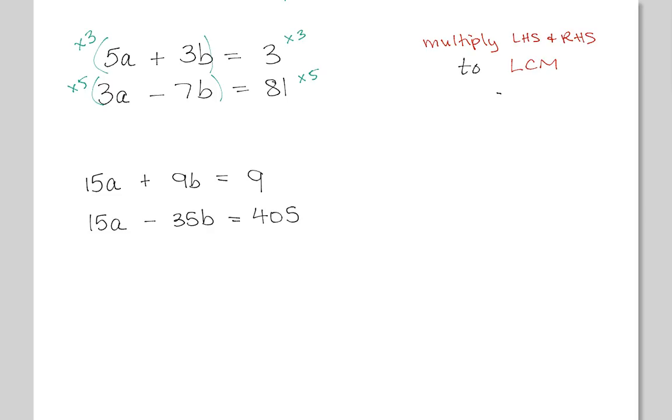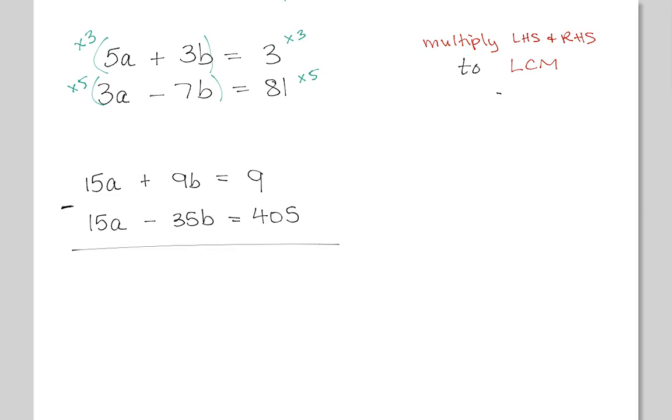Now what should I do with these two equations? Add them or subtract them? What would happen if you added? 15a and 15a make 30a. We don't want that. We want it to go to 0a. So what do we have to do? Subtract. 15 take away 15, 0. That's what we want.